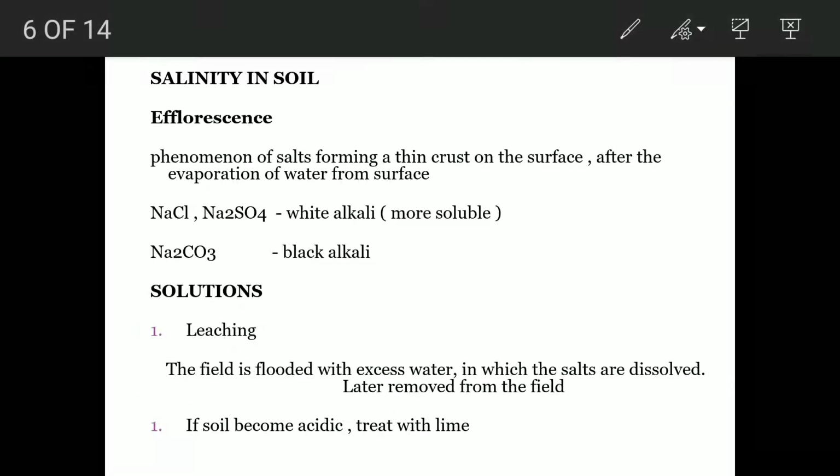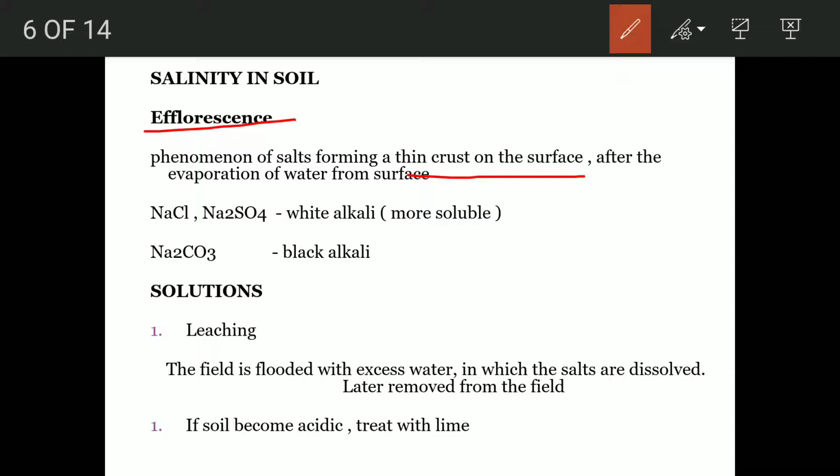Next is salinity in soil. So, we are done with water logging. One of its effects was the increase in the salinity of the soil. Let's see about it. Due to the increased salinity, a phenomenon called efflorescence will happen. This happens when the water that logged has evaporated and that will leave the salt as precipitate. This salt will be seen as white thin surfaces over the soil. This is called efflorescence.